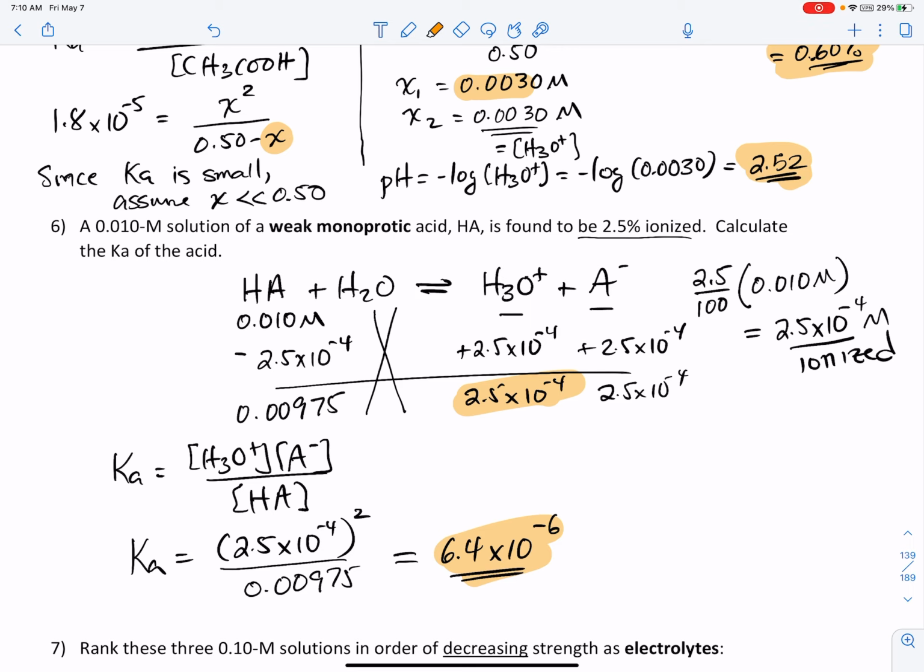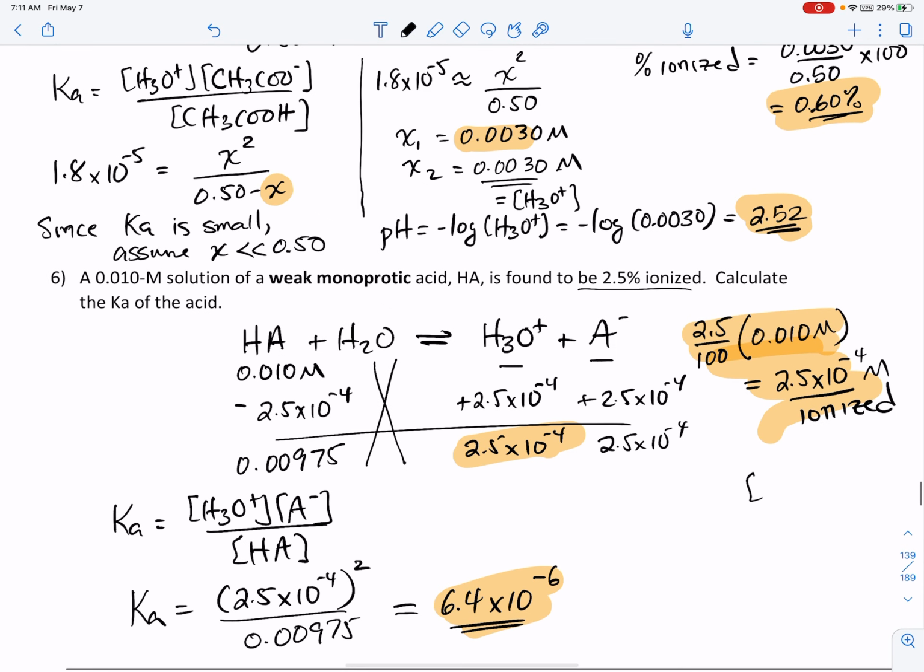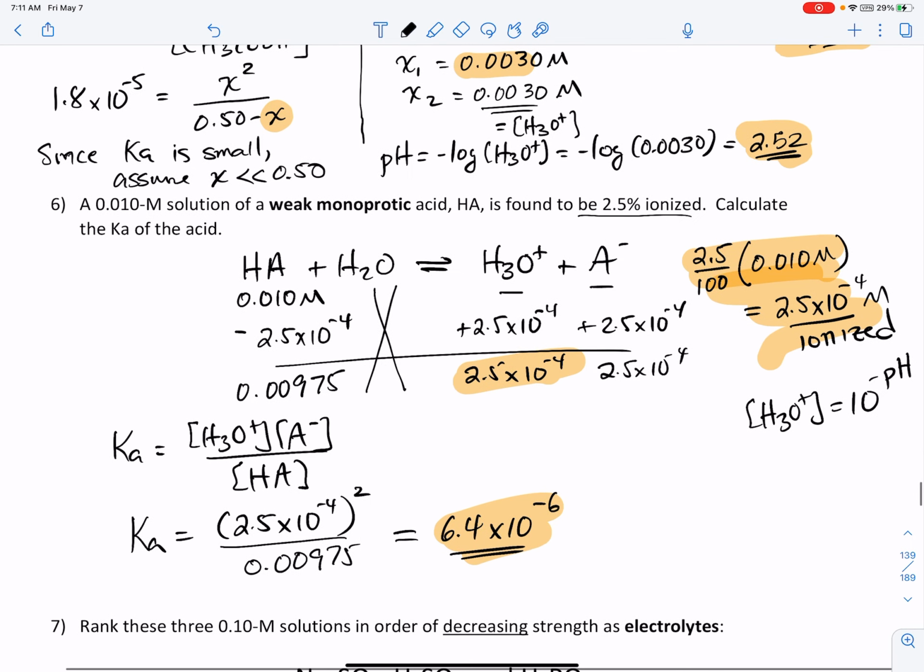So you'd set it up like we did here, but then instead of using a percent ionization on the side, you'd use your pH. They told you the pH, so you would do 10 to the power of negative pH, which would then give you your hydronium, right? If you know the pH, you can calculate your hydronium as 10 to the negative pH. When you know your hydronium, you could put that into the ice table and then fill in the table and calculate the Ka value. So that's another permutation of this kind of question.